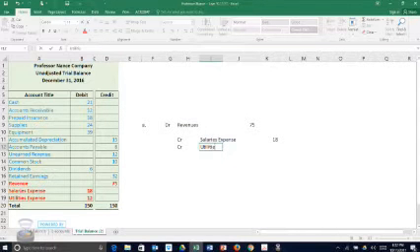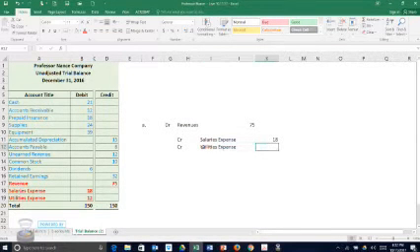Utilities expense. I meant to give a disclaimer at the beginning that I am horrible at spelling things. I rely very heavily on spell check.